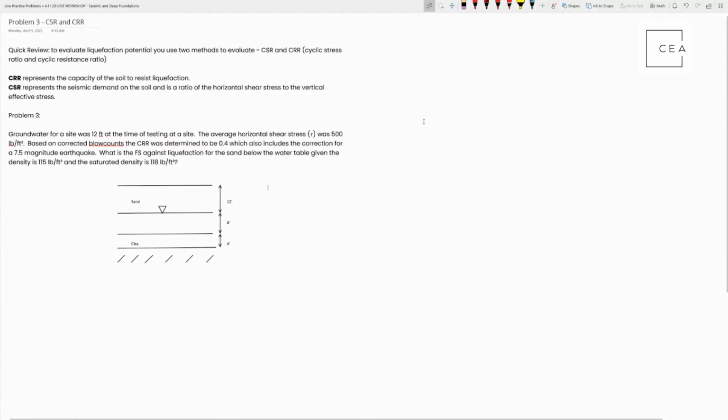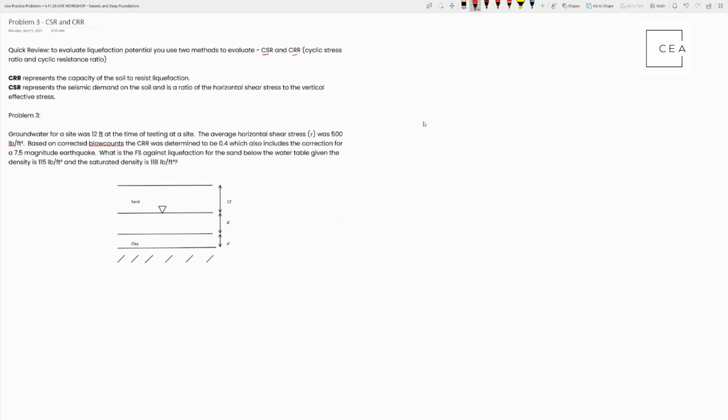All right, let's dive into something a little more juicy here. Problem number 3. We want to do another quick review of what CSR and CRR are. To evaluate liquefaction potential, you can use two methods: the CSR and the CRR, which stand for cyclic stress ratio and cyclic resistance ratio. CRR represents the capacity of the soil to resist liquefaction. That's simply what it is.